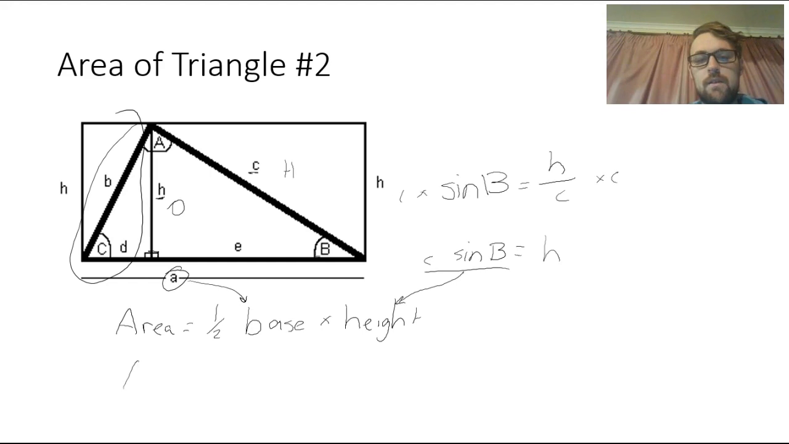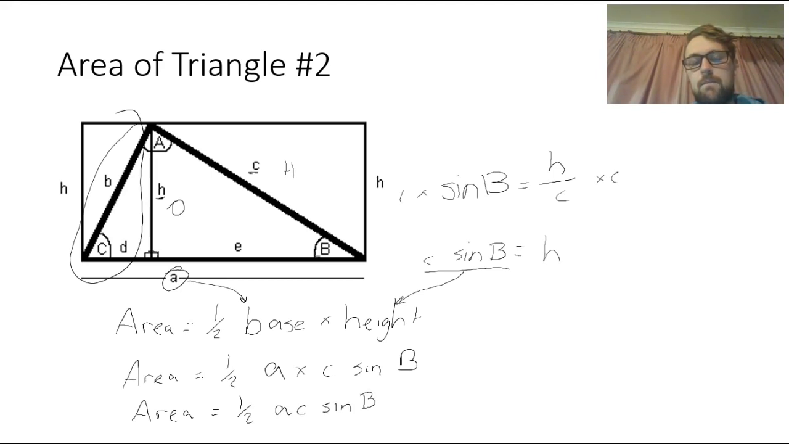So we can write that out again. Area equals half of our base, which is A, times by our height, which is now C sine B. So our area equals half AC sine B. Okay, so that's actually one of the formulas. There's a couple of variations of this, but they all basically stem from this kind of derivation.